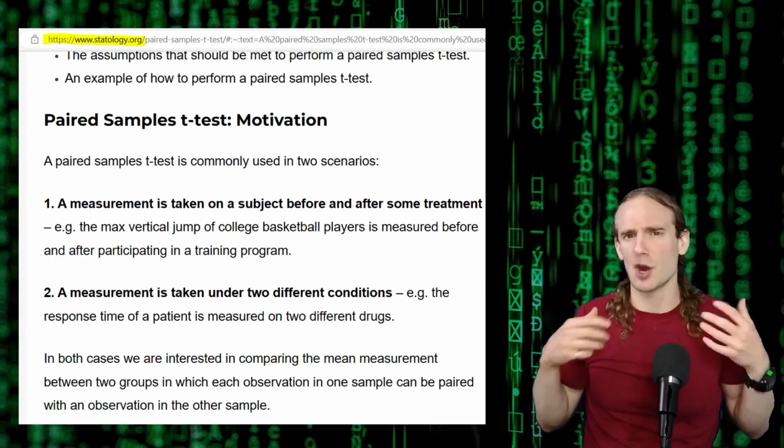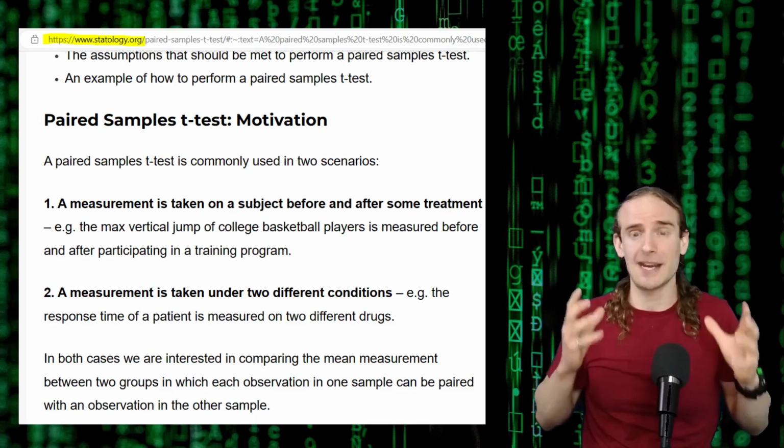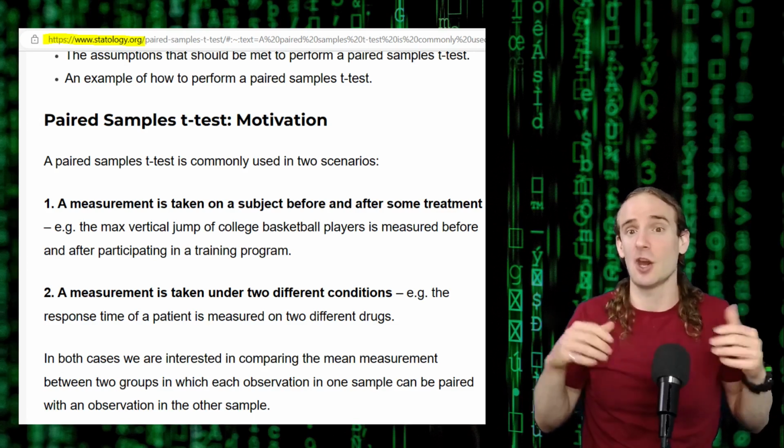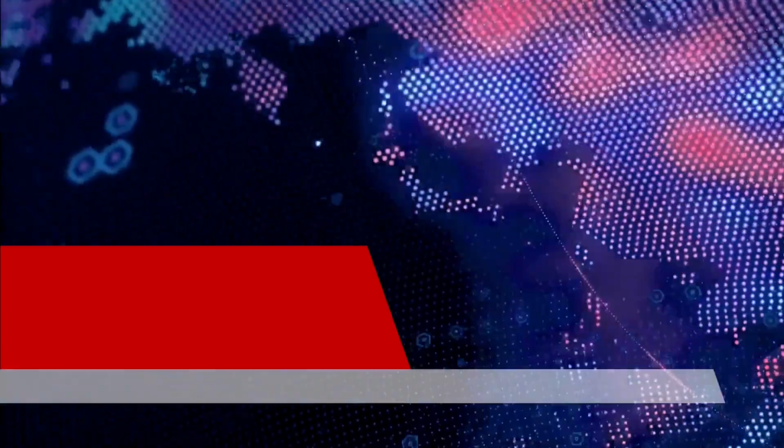Matched pairs t-tests are a simple statistical tool, but they are incredibly powerful because they allow us to determine whether or not there is a significant difference between two groups based on some kind of intervention or treatment. In today's video, I'm going to show you how to do a matched pairs t-test using the free and open source software program, LibreOffice Calc.